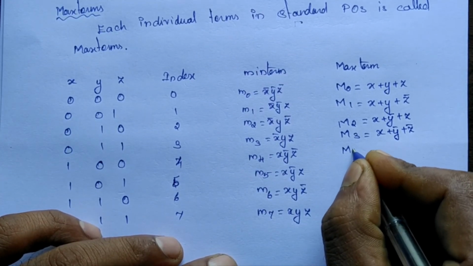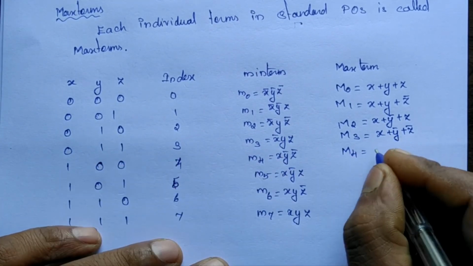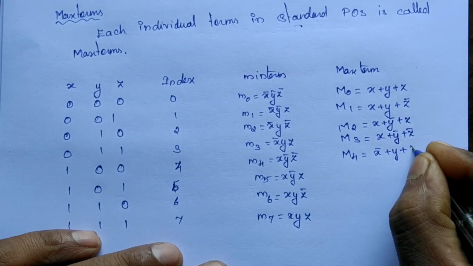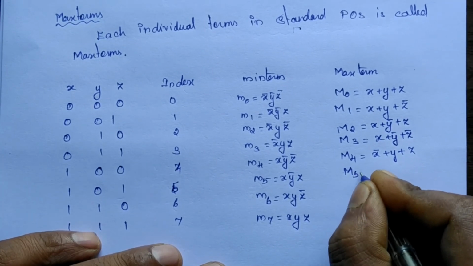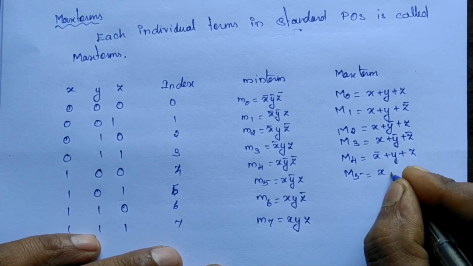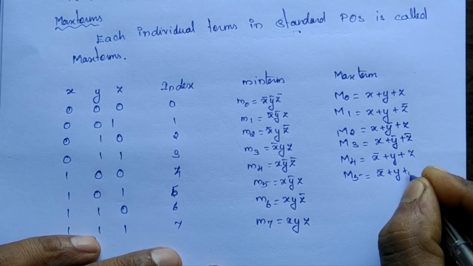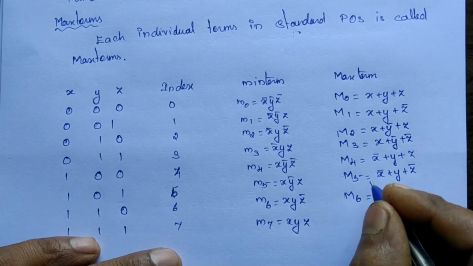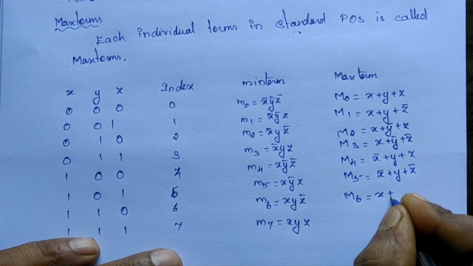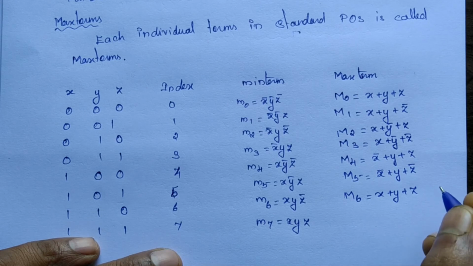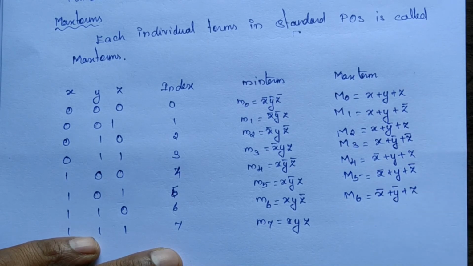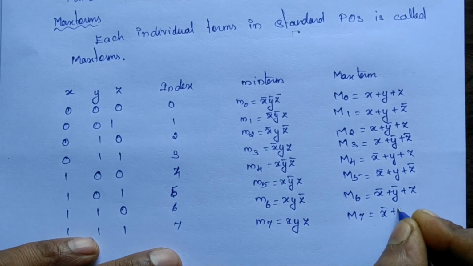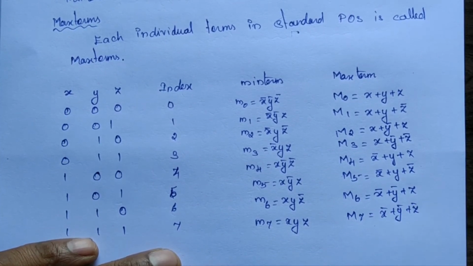Likewise for M4, here we have 1, therefore x bar plus, and with 0 0, y plus z. Then for M5, x bar plus y plus z bar. Then for M6, x bar plus y bar plus z. For M7, which is equal to x bar plus y bar plus z bar.